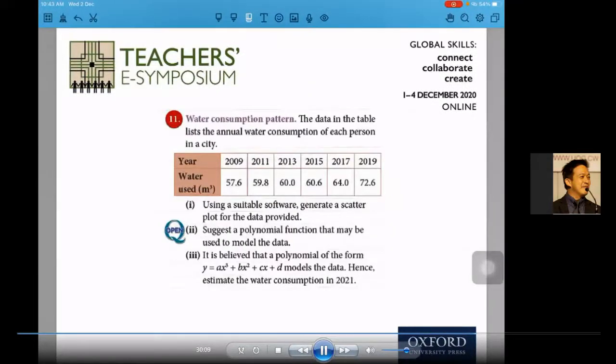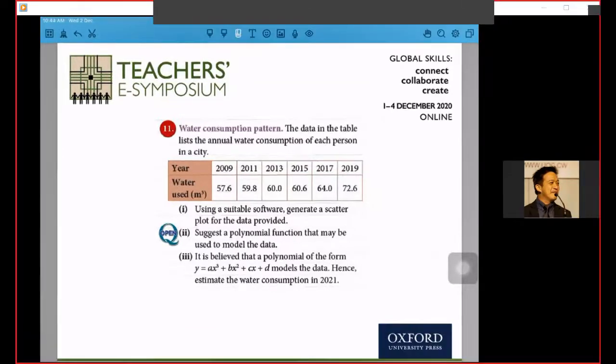Other examples. In this case, in sensitizing them to the world's limited resources, in this case, clean water, and taken from probably some internet sources, that is the annual water consumption per capita in an unnamed city. This is probably a model city.